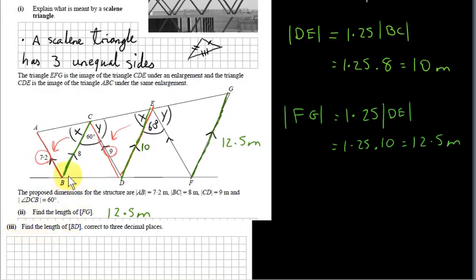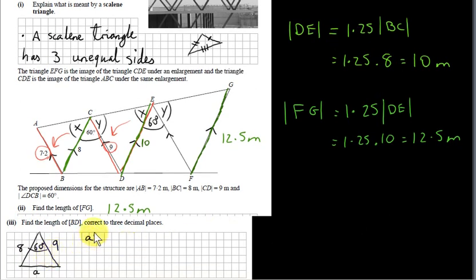Part 3. Find the length of BD correct to 3 decimal places. In the triangle BDC, we have two sides and the angle in between. To find the third side, we use the cosine rule. The sine rule won't work here. So this side is 8, this side is 9, and the angle in between the two sides is 60 degrees. We call the side that we're looking for side little a. When we're looking for a side, label it small a.